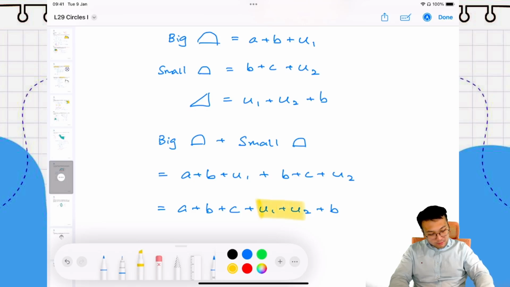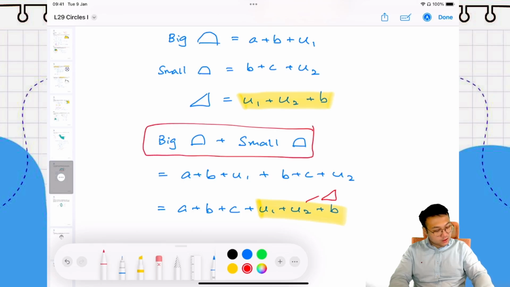Aha! What is this? Isn't this the same as this? So what shape is this? We have ourselves a triangle right here. So if I were to take the big semicircle plus the small semicircle, I will be getting the shaded parts. Okay, this is the shaded region that they want, plus the triangle.